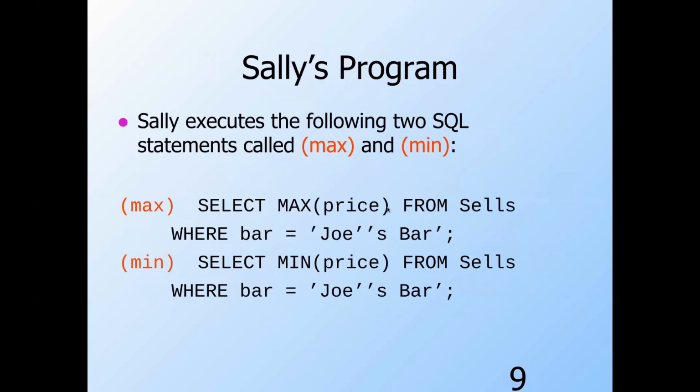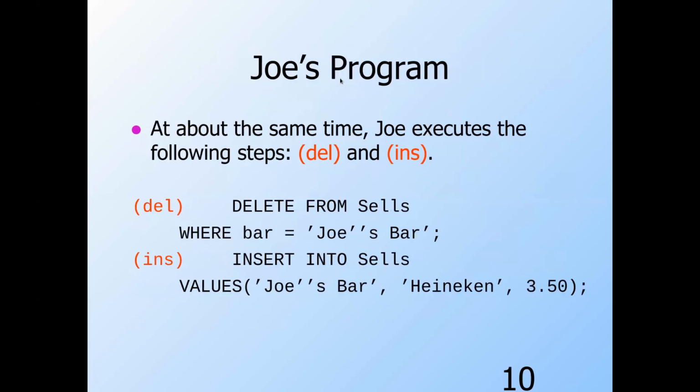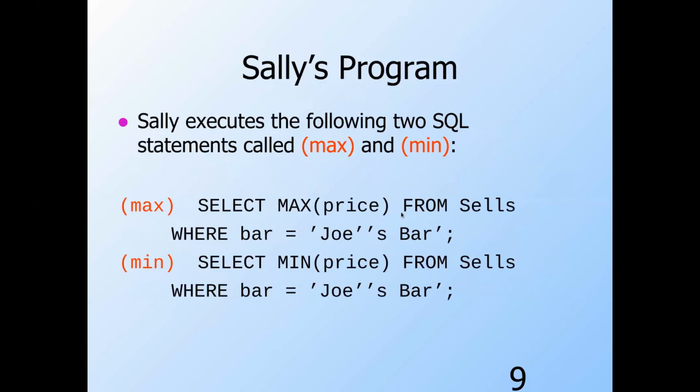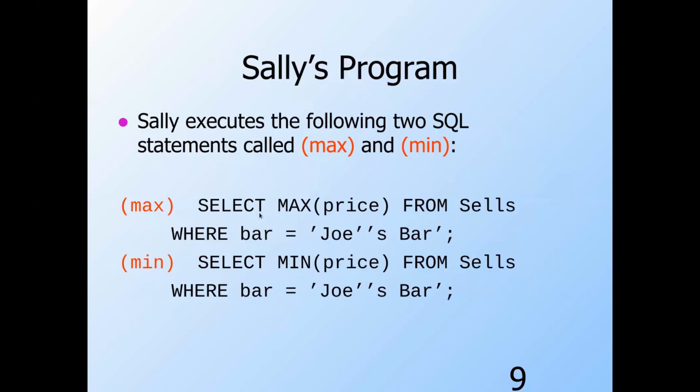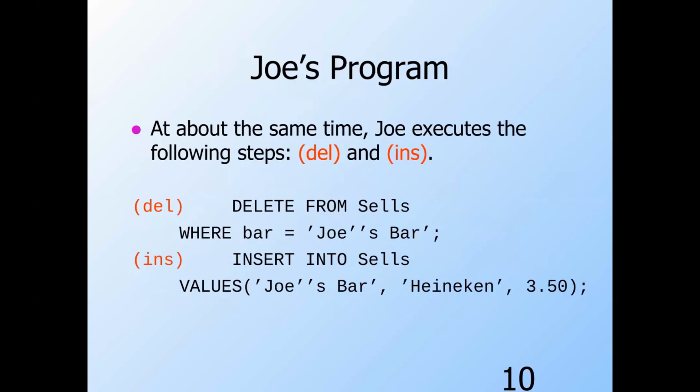Another way this could run is if Joe's program runs first. Then it's $3.50. There's only Heineken being sold. And then Sally's program runs, and it's $3.50 and $3.50. That's consistent as well. So what this shows is that when you talk about transactions, you wind up talking about serial schedules.